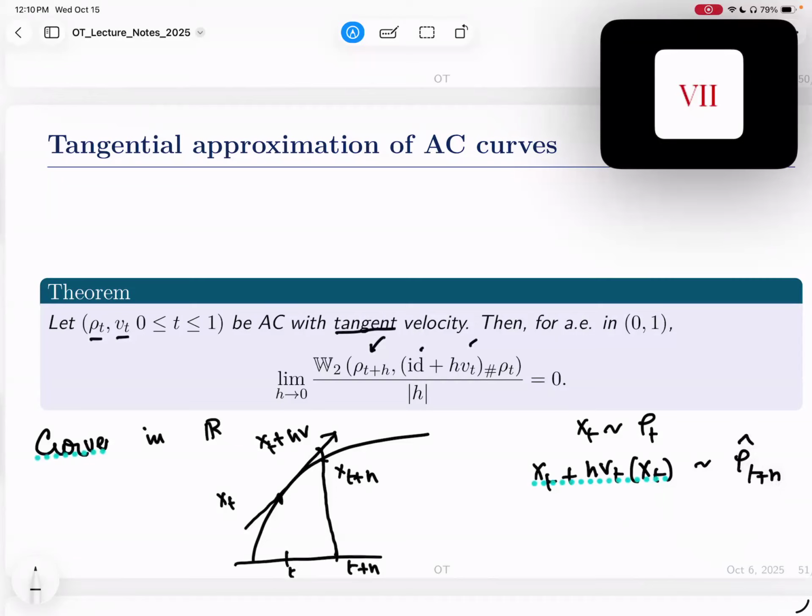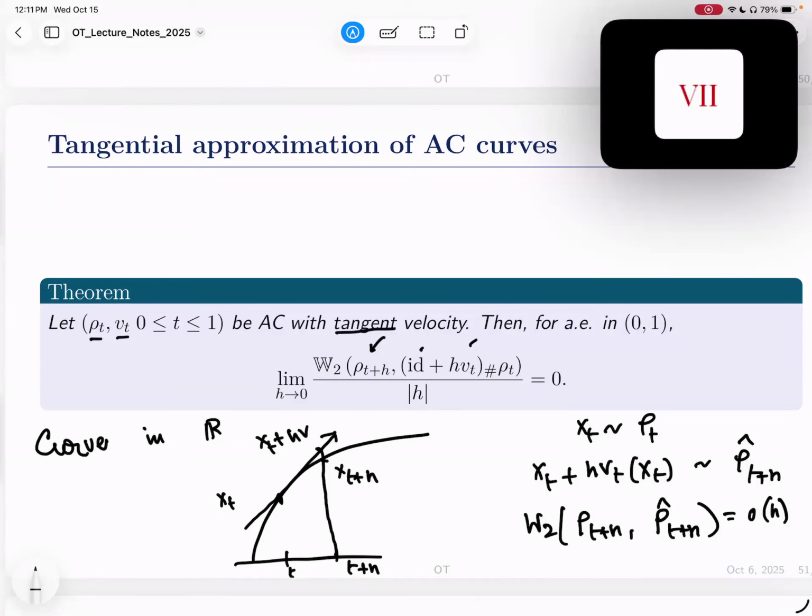And what this theorem is saying is that the W2 distance between rho t plus h and rho t plus h hat, this estimate, is little o of h. So when you divide by h and you take h going to 0, almost everywhere you get 0.